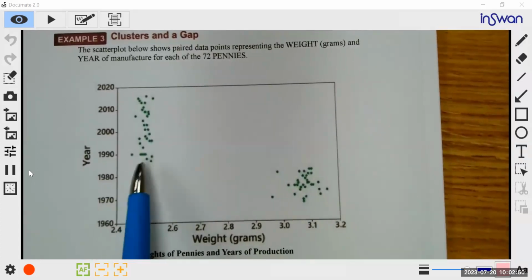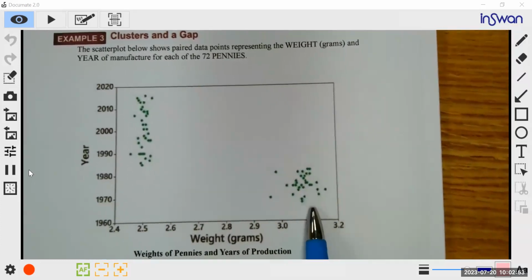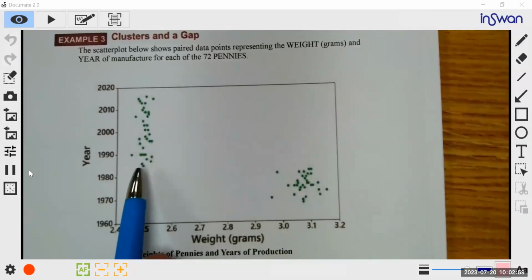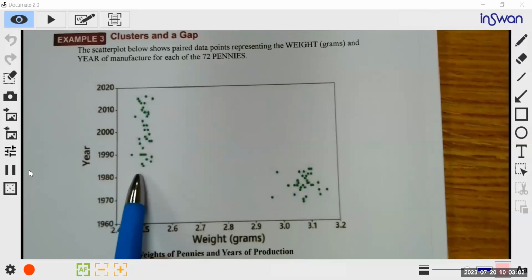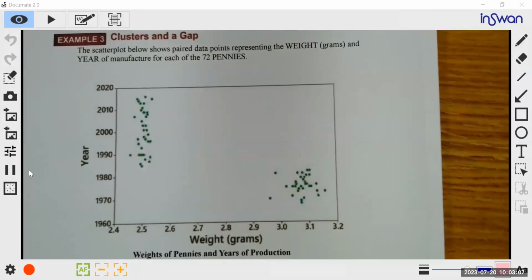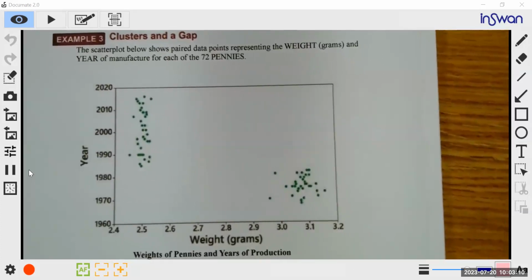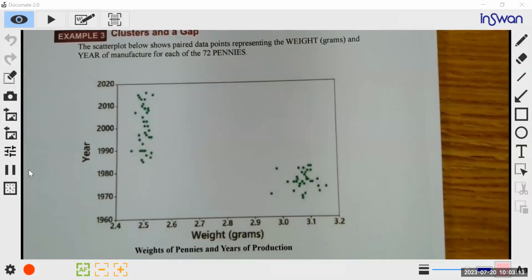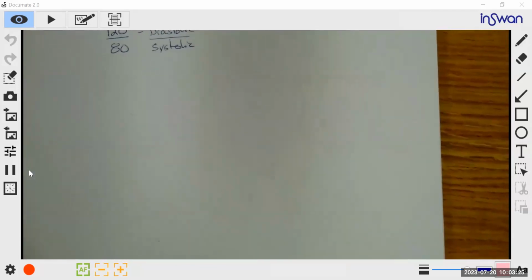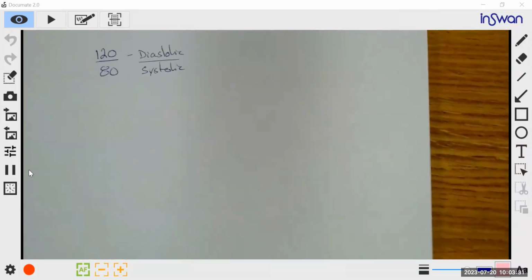I think these old ones were made with 97% copper, 3% zinc. These were made up of 97 or 98.5% zinc and nothing copper. Why? Because copper is an expensive metal. Okay, so those are those pieces of data.